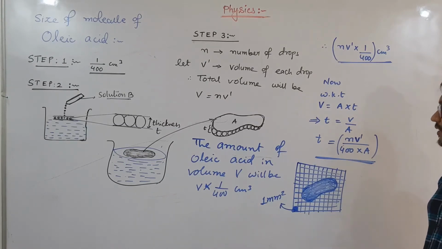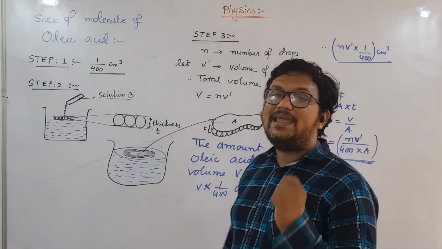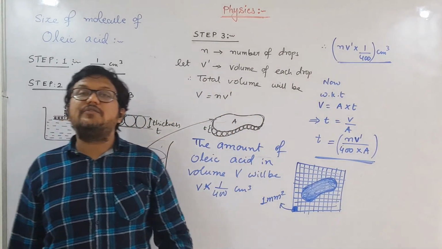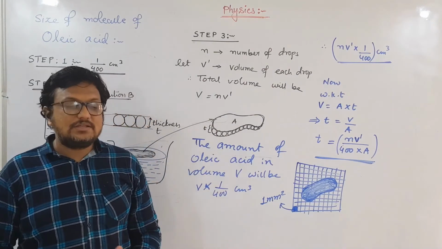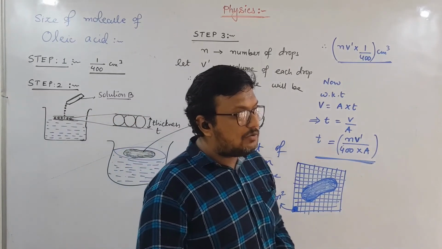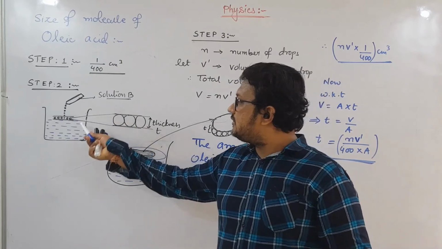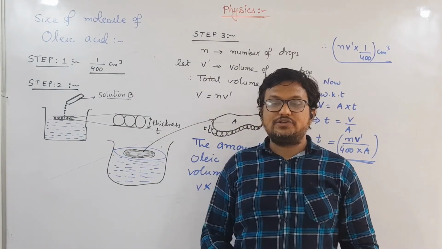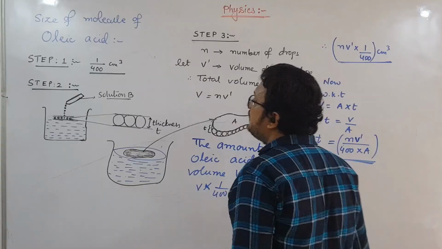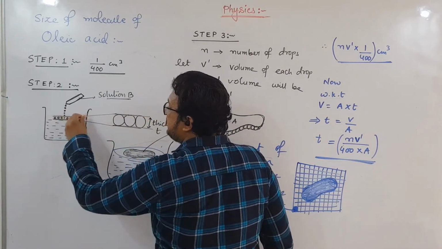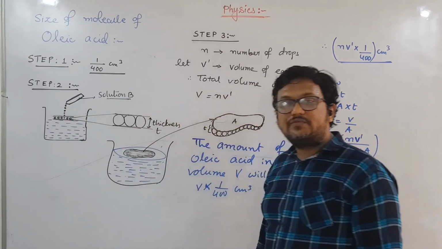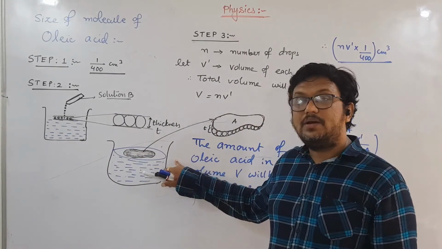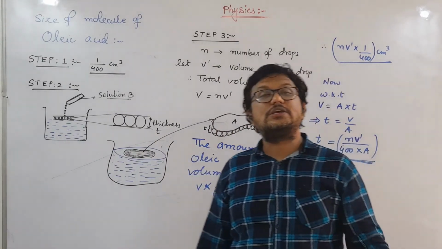This is one way we can find the area of the layer of oleic acid. There is another way also. In this method, before dropping solution B on the surface of water, we have to add a special kind of powder known as lycopodium. If you sprinkle lycopodium powder on the surface of water and then add the solution, then instead of an irregular shape, you will get a circular shape.